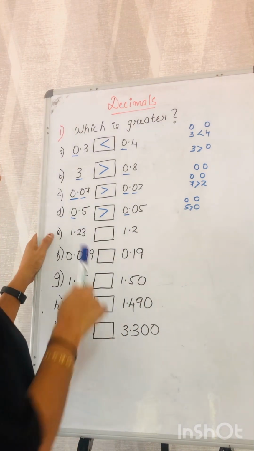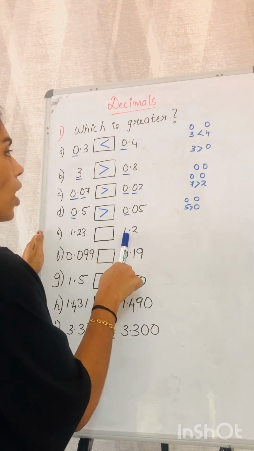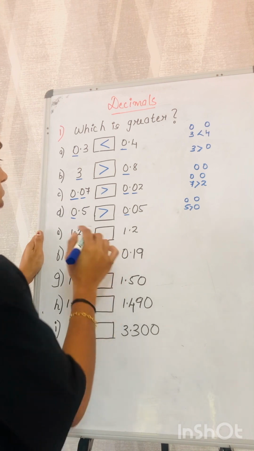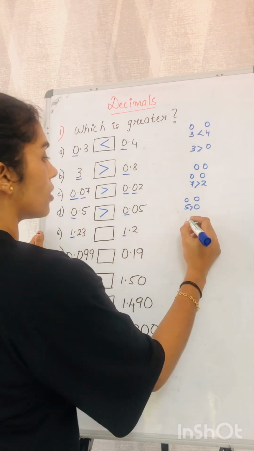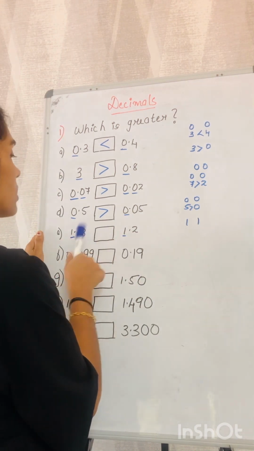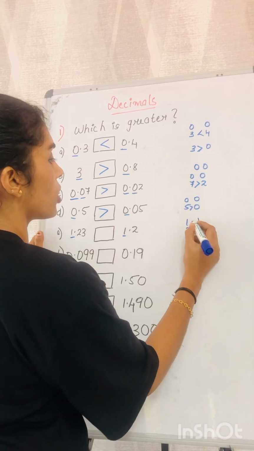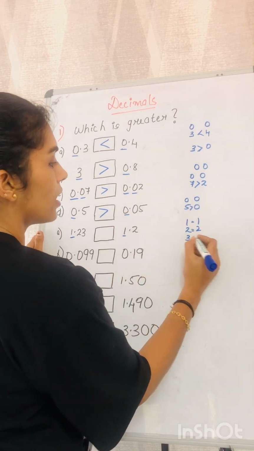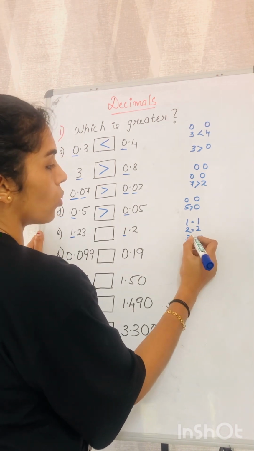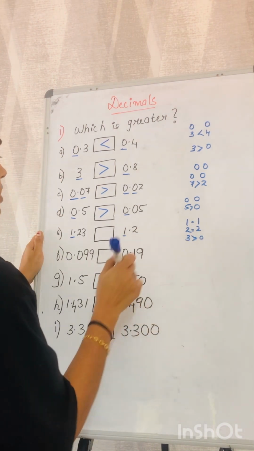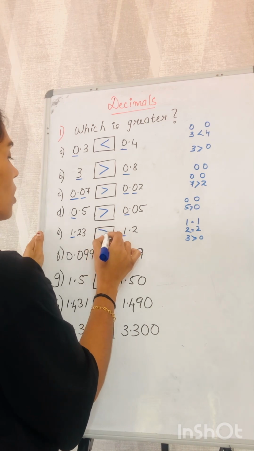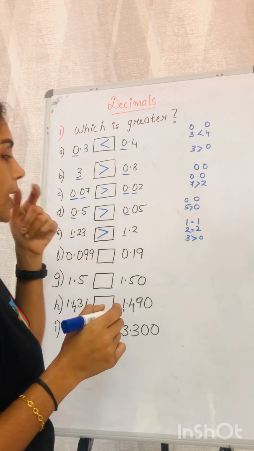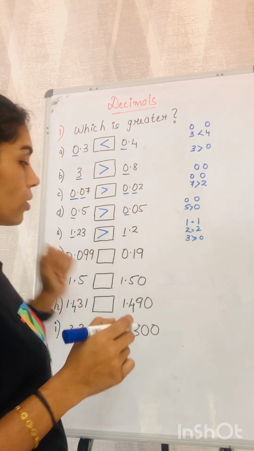Okay, next E, 1.23 and 1.2. Now take your whole part, 1 and 1. Next is 2 and 2. So again equal, right? Now in the 1/100 part you get 3 and here you don't have anything. So 3 is greater than 0. So the decimal 1.23 is greater than 1.2, right?